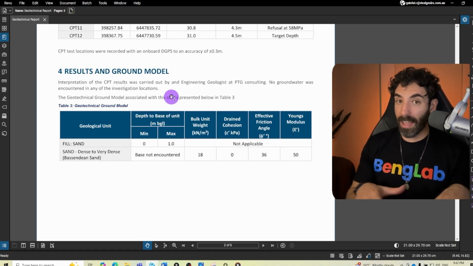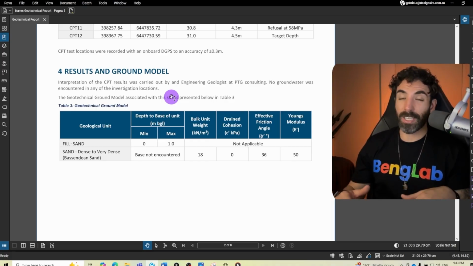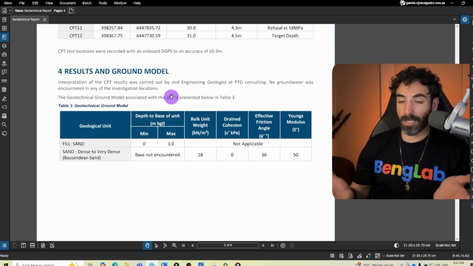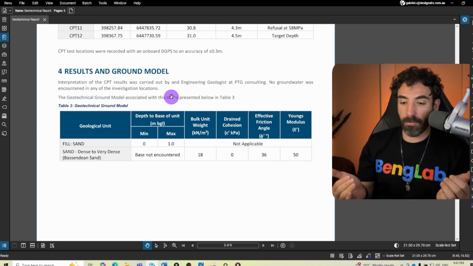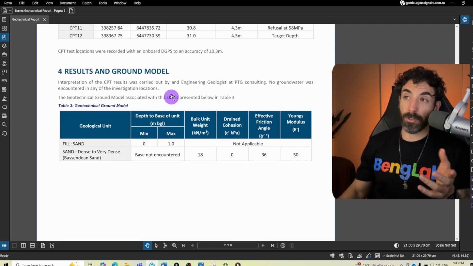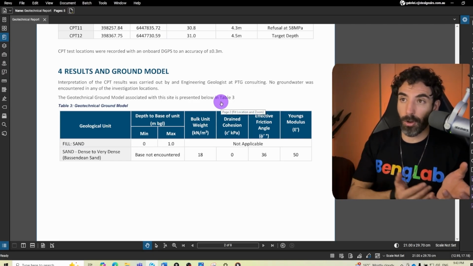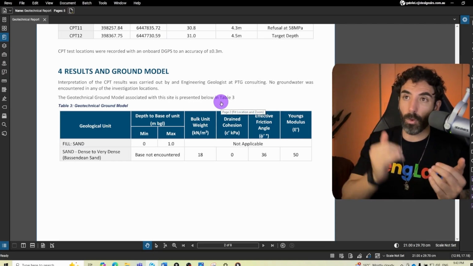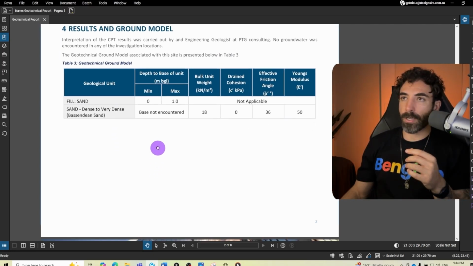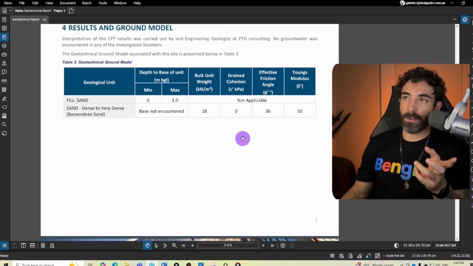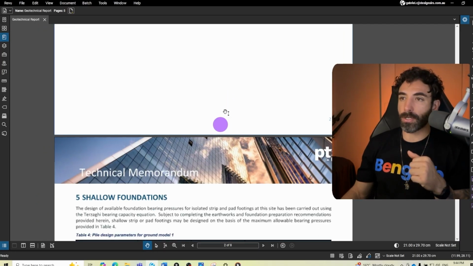Depending on the water level, that would influence the choice of footings. For example, you might not want to use bored piers because as you start drilling the ground, the water will keep filling the holes. And also, if the building you're designing has a basement, that's very important because you want to know if the groundwater is above or below the basement. So let's keep going. Oh, you might also use these values to design piles for lateral loads.